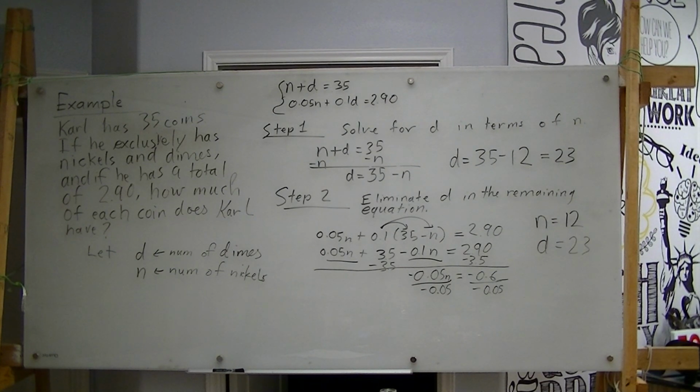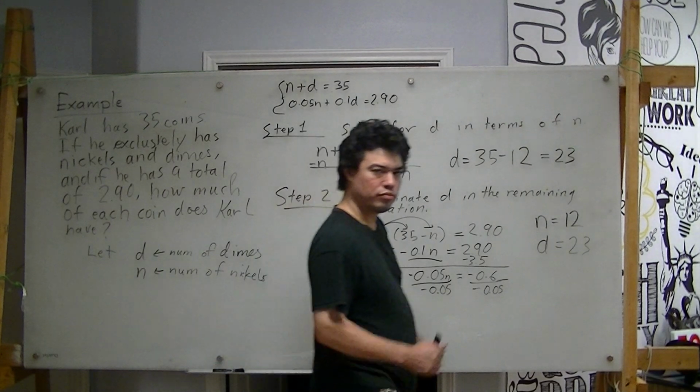And there we have it. We have solved what the makeup is of Karl's handful of change. 12 nickels, 23 dimes. Amazing.